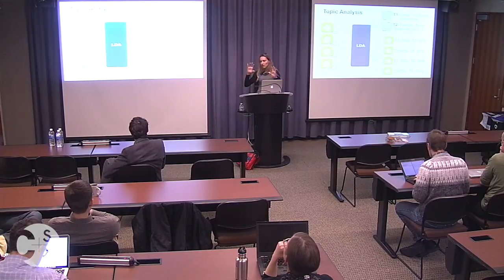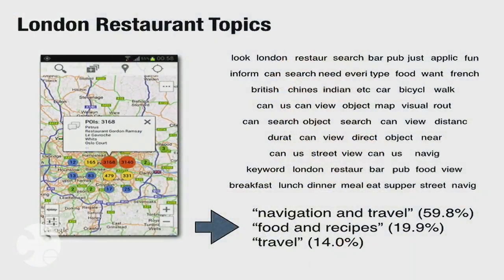We somehow build the topic model, and then we assign each description a set of probabilities of belonging to these topics. So for instance, the London restaurants happen to be assigned to these three topics, with different probabilities.